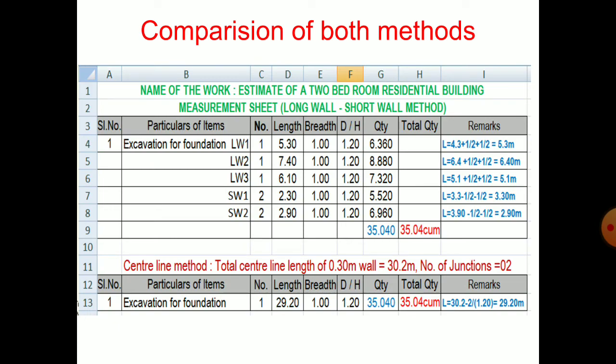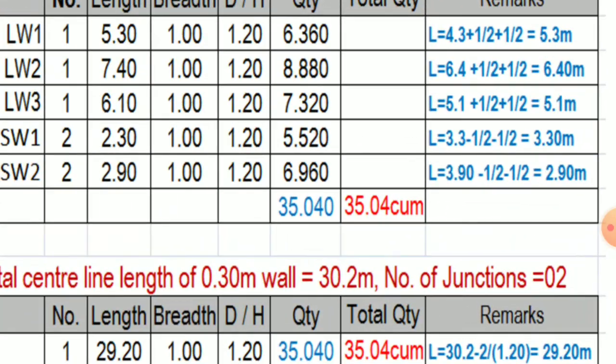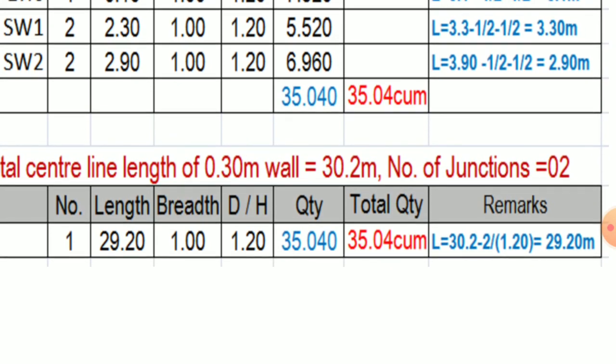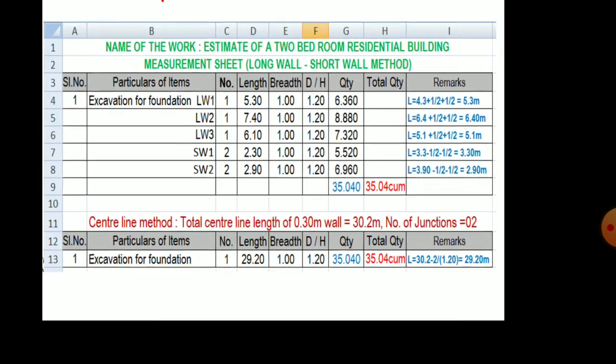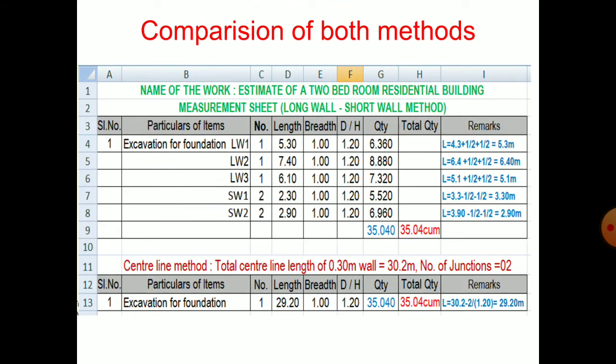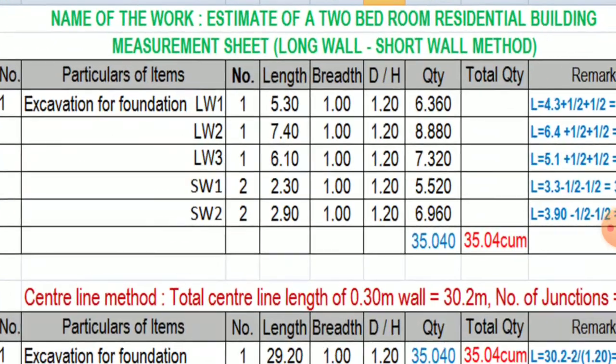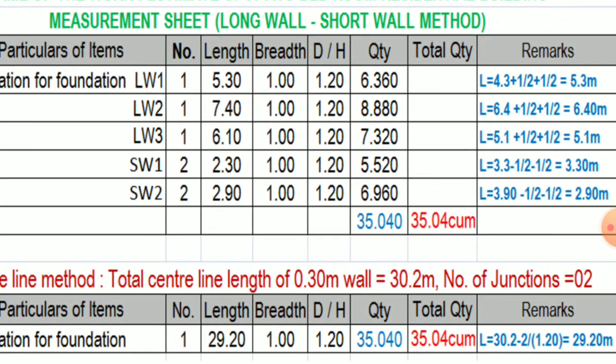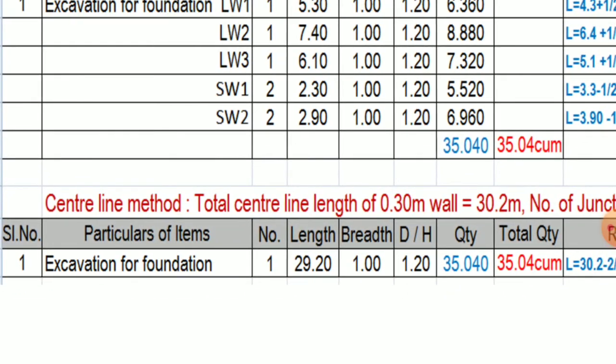Again the quantity is 35.04. So you can see the comparison. By both methods we have got the quantity as 35.04 cubic meter. The advantage of the centerline method is we can have only one statement compared to the long wall short wall method. So in the case of buildings which have a number of walls of different lengths, it is better to adopt the centerline method. In the long wall short wall method, you can see that we have to write 5 statements, but in the centerline method only one statement is sufficient.